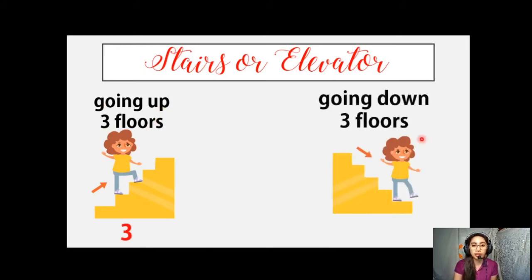Another example that we have, going down 3 floors. So down, pababa, mas mababa.